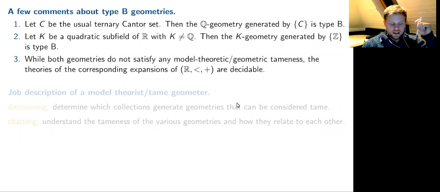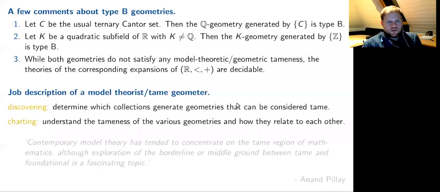However, while all these geometries I mentioned here do not satisfy any model theoretic or geometric tameness in the classical sense that we study, the theories of these, in terms of model theory, are all decidable. So decidability here is not the tameness notion we study, and it's not just restricted to type A. Decidability is really a different kind of animal.